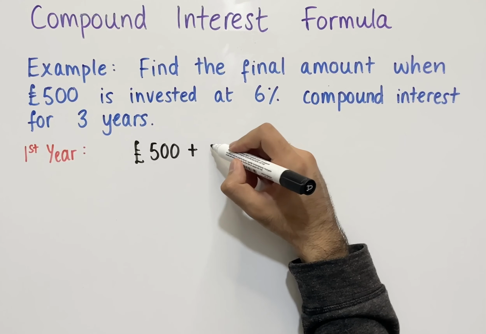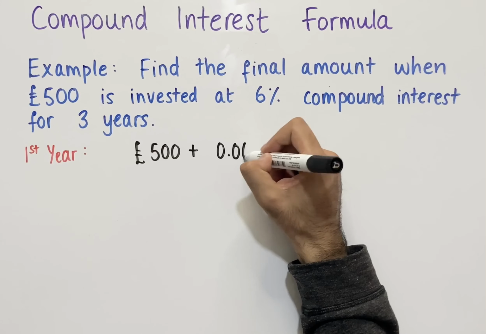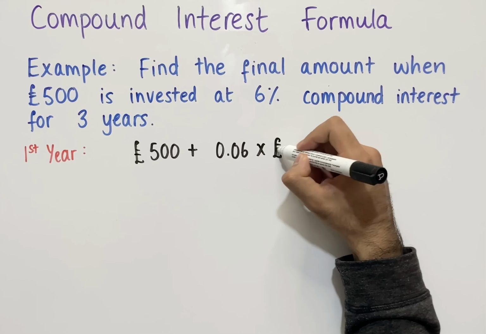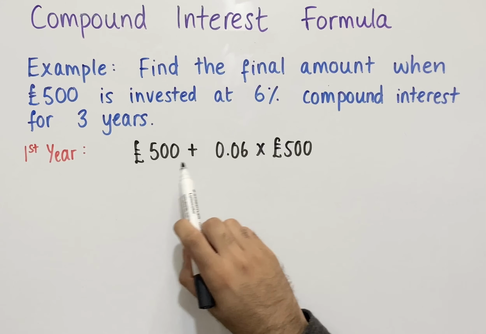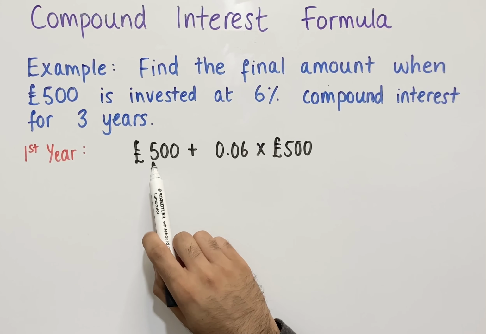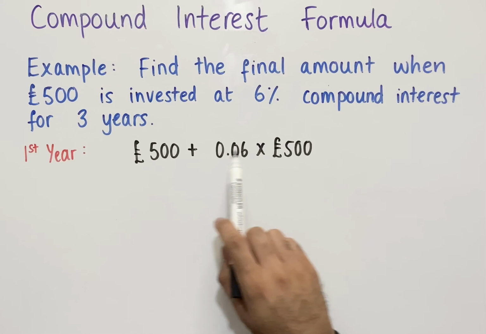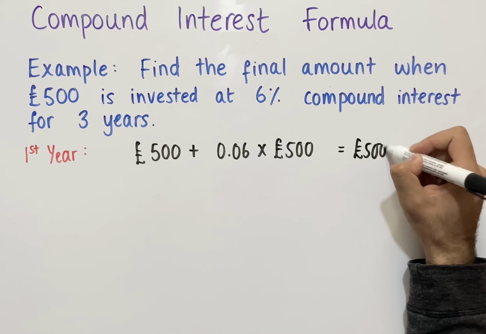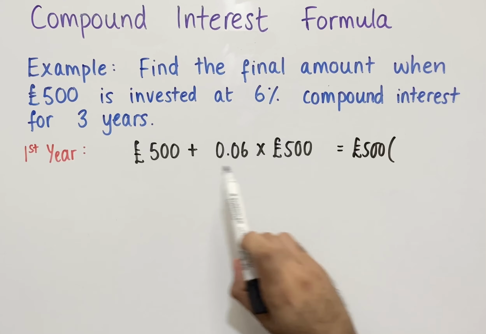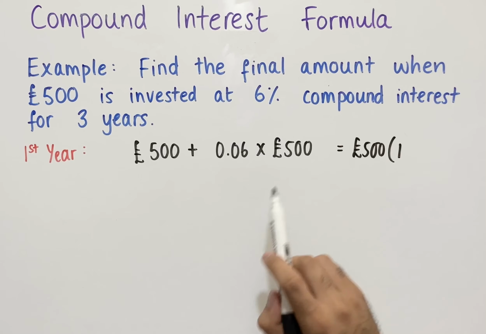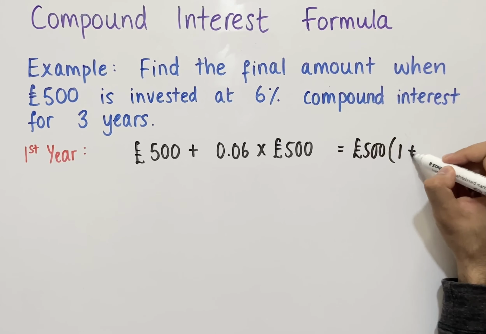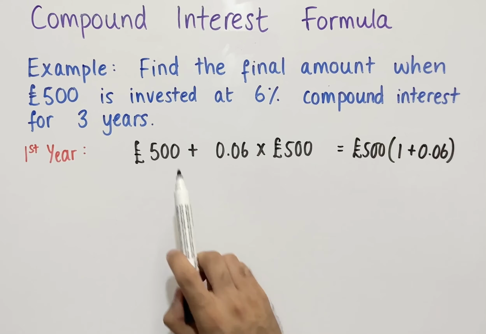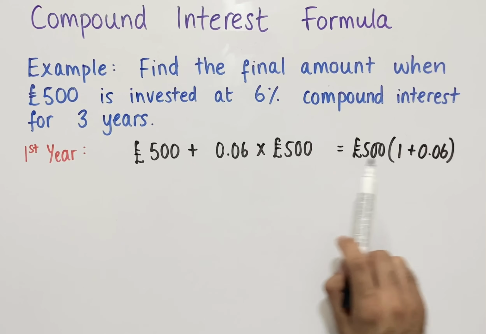So in this case, we would have plus 0.06. That's how we write 6% as a decimal, multiplied by £500. We could also write this in the following way. We see that £500 is common in both the first and the second term, and so if we factorize £500 out, then we're left with, in brackets, 500 times 1 gives us 500, plus 500 times 0.06, which gives us 0.06 times 500. So equally, we could do this calculation in one step by writing the following.